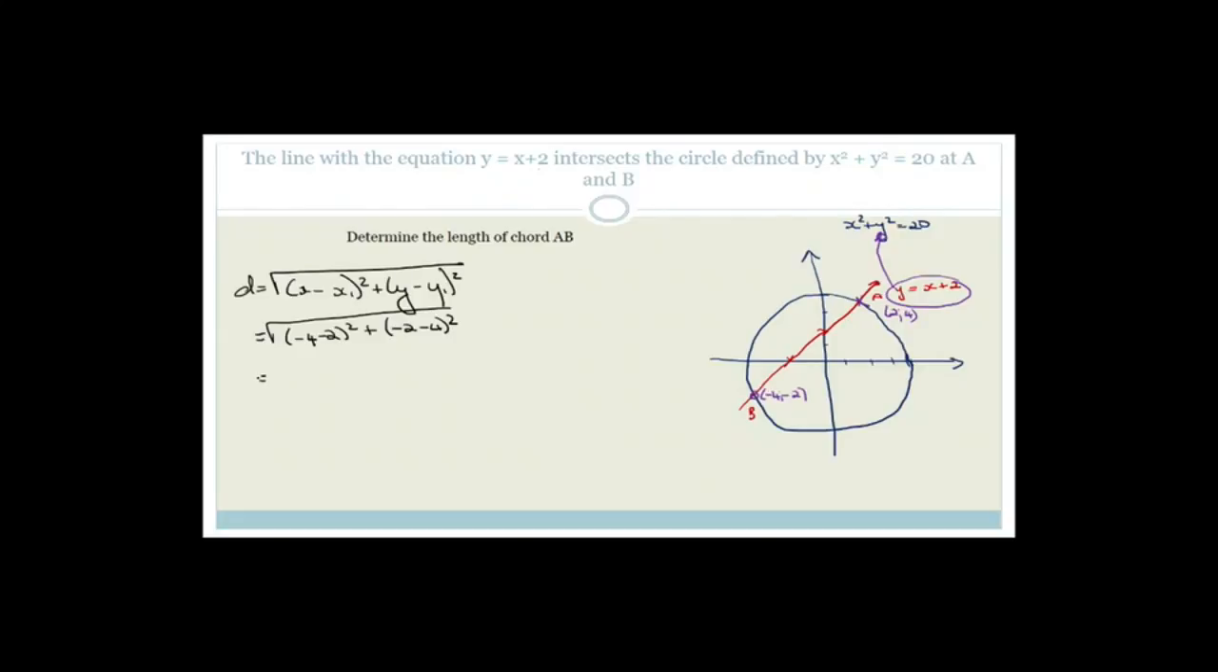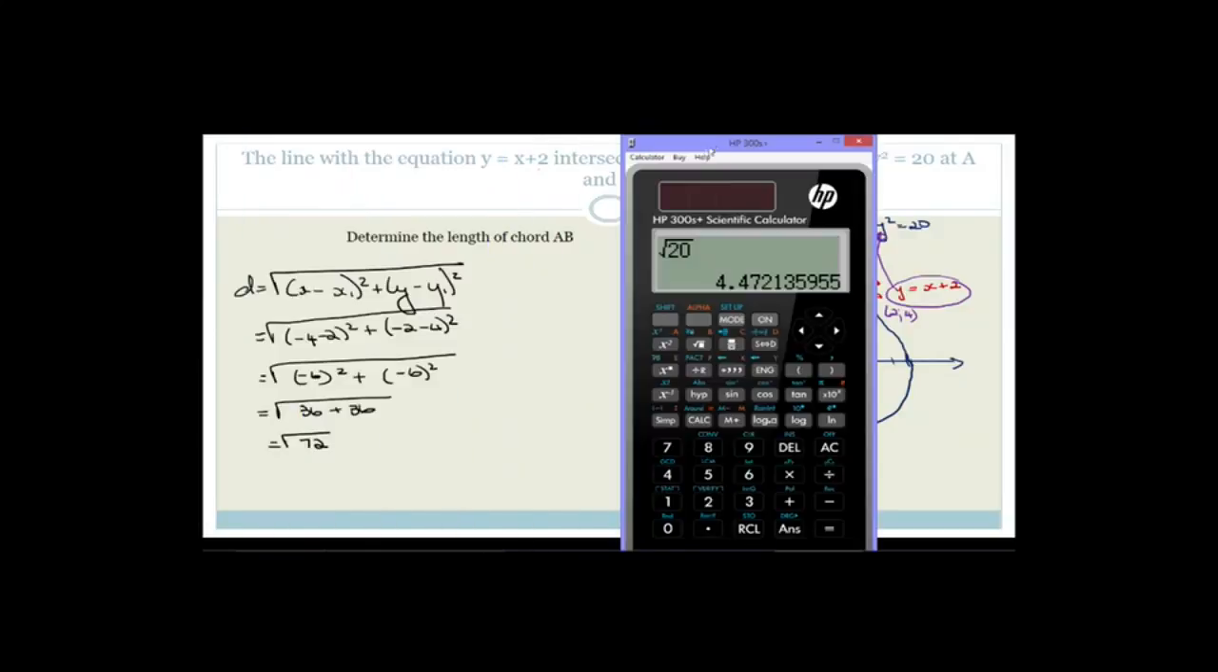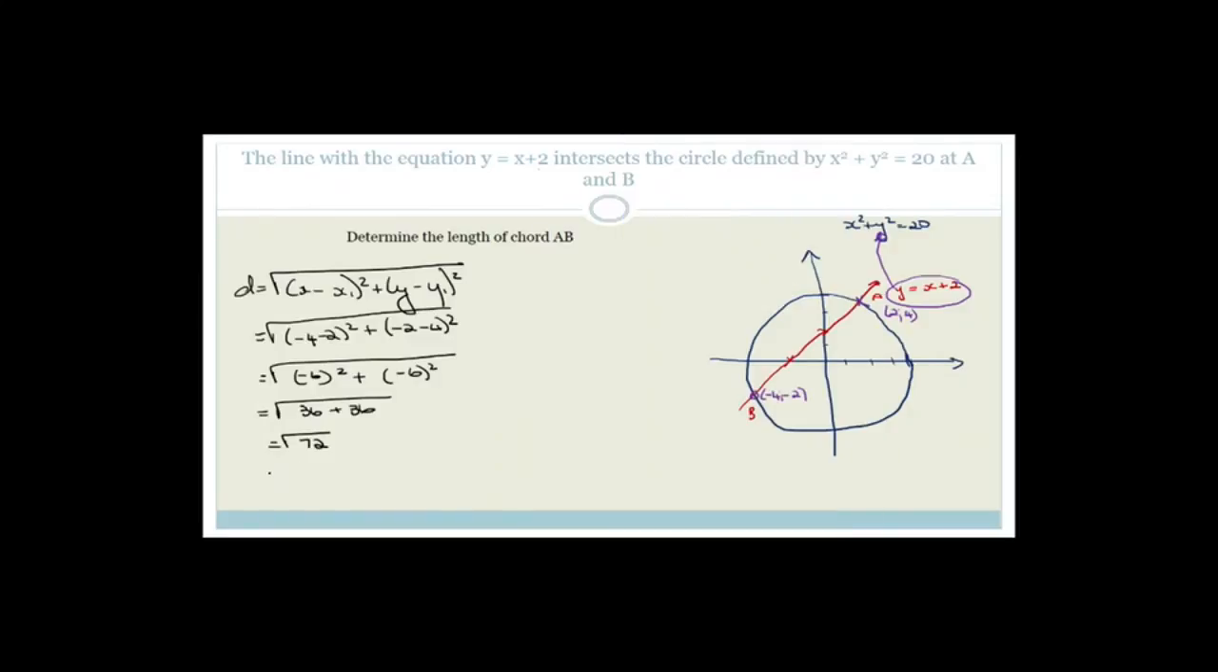And then it becomes the square root of (minus 4 minus 2 is minus 6) squared plus (minus 2 minus 4 is minus 6) squared. So it's the square root of 36 plus 36, which is the square root of 72. And if we put that in our calculator, just out of interest to see if it's going to turn out something nice, square root 72 equals 6 root 2. So it equals 6 root 2.